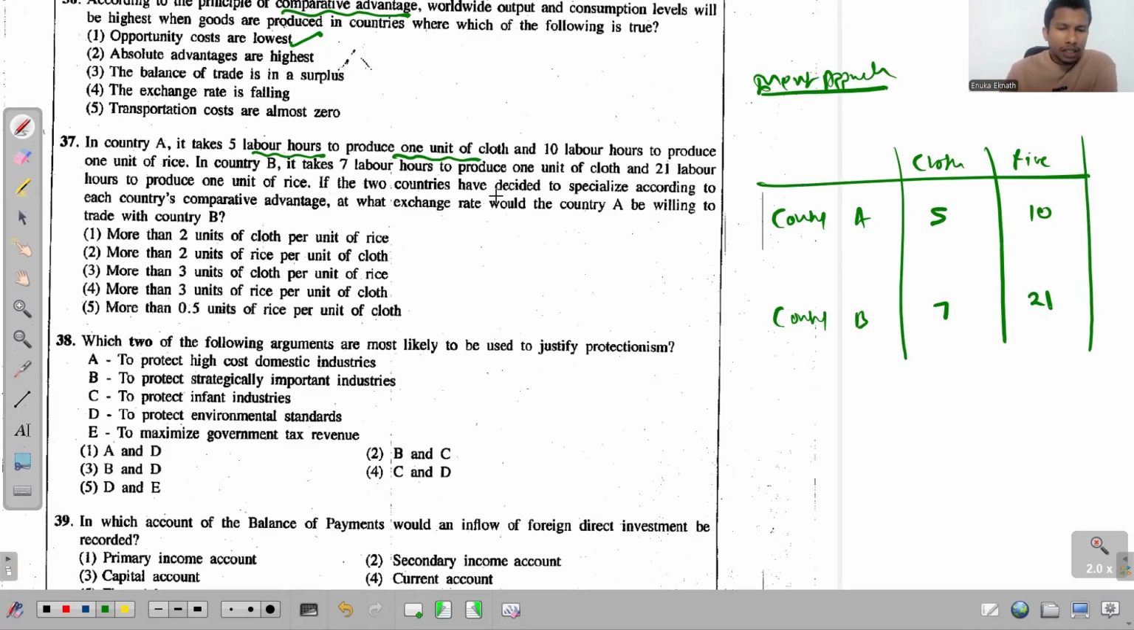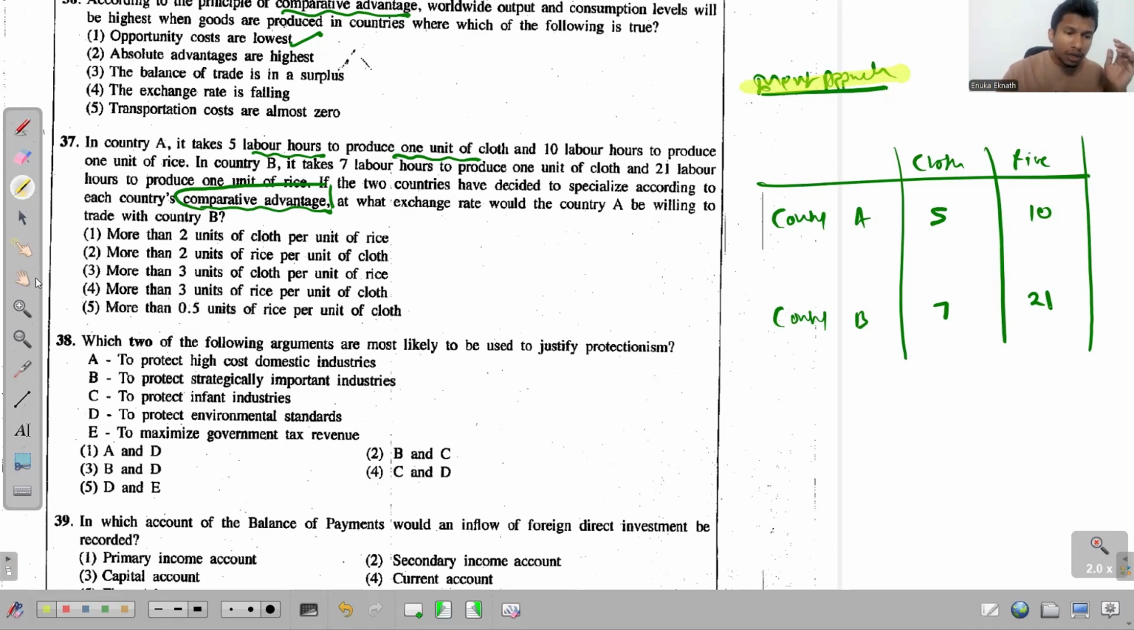And then if the two countries have decided to specialize according to each country's comparative advantage, at what exchange rate would country A be willing to trade with country B? Okay, we need to recognize this trade ratio, right? But before we recognize this exchange rate or the ratio, we need to recognize which country has the comparative advantage for each product. But be careful. That's why I told you earlier that this entire table presents the inputs required to produce 1 unit of output from the two goods given.